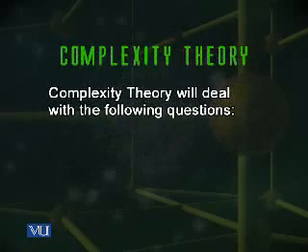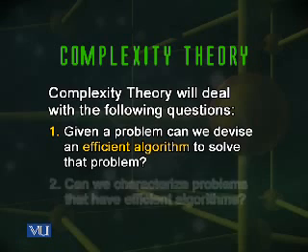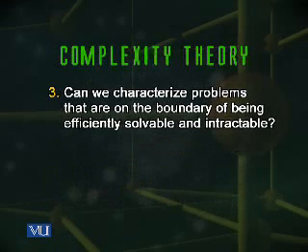In complexity theory, we will deal with the following questions. Given a problem, can we devise an efficient algorithm to solve that problem? So now we are interested in efficient algorithms. Can we characterize problems that have efficient algorithms? So, we would like to identify problems that we can solve efficiently. Can we characterize problems that are on the boundary of being efficiently solvable and intractable? So, can we actually somehow be able to tell that this problem is on the boundary of being practical and it's just becoming intractable? Can we somehow capture those problems?